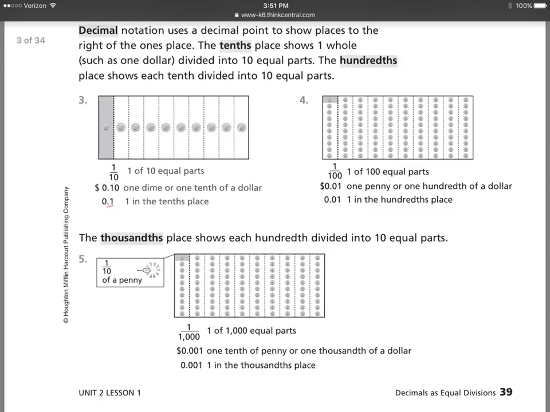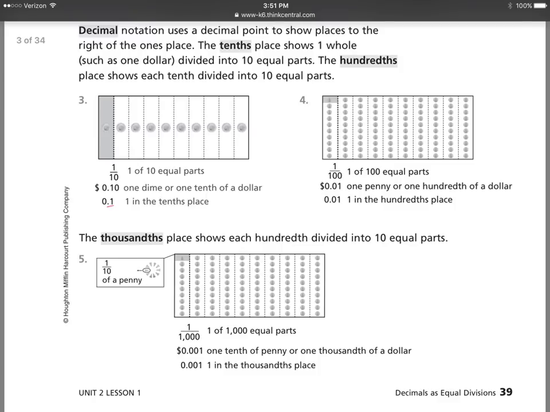Now let's take a look at number 4. Number 4, we have 100 pennies. 1 is shaded. Therefore, we have 1/100th shaded. So, if we have 1/100th shaded, we could write that a couple of different ways.